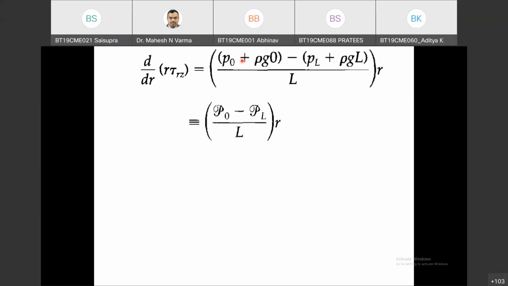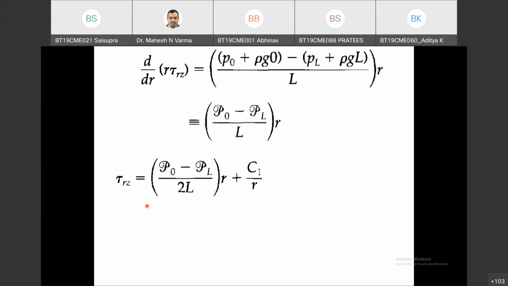Okay. So this is the equation we got in the previous problem also, and in this problem also. After integrating this equation, tau rz will be equal to (P0 minus PL) divided by 2L into r plus C1 divided by r. So this is the equation we'll get. Now, for getting this constant C1, I need one boundary condition with respect to tau rz.